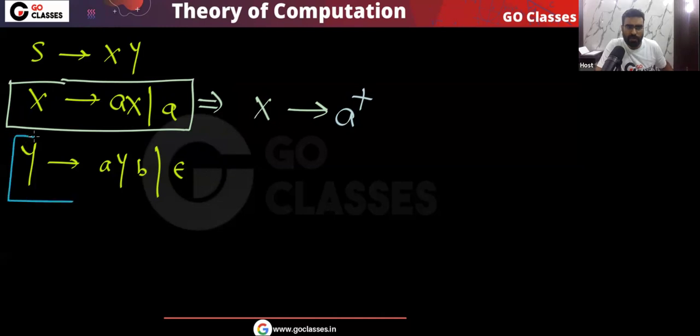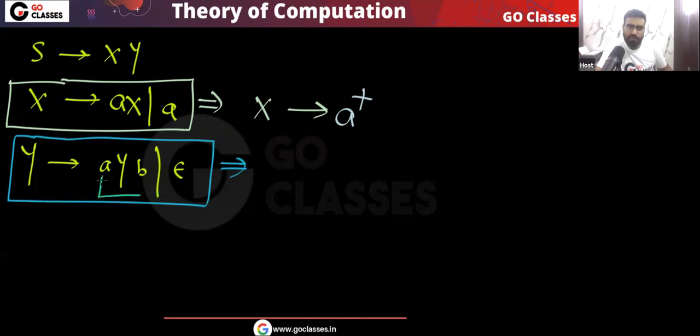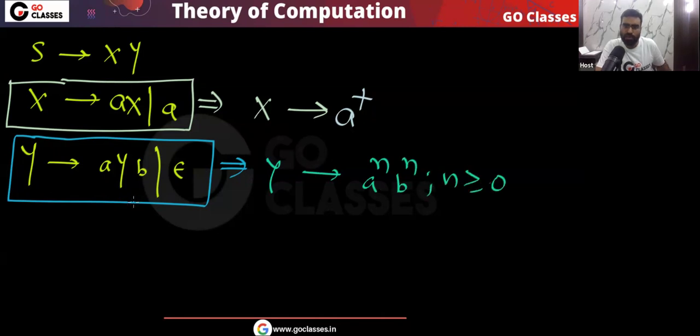What will Y give you? From Y, what can you get? This Y is the standard grammar for A power n, B power n, because for every A you are getting a B. If this Y I replace with AYB, then again you will get A power 2, Y, B power 2. Finally, this Y you can replace with epsilon. Remember this Y is giving you A power n, B power n, where n is greater than or equal to 0.